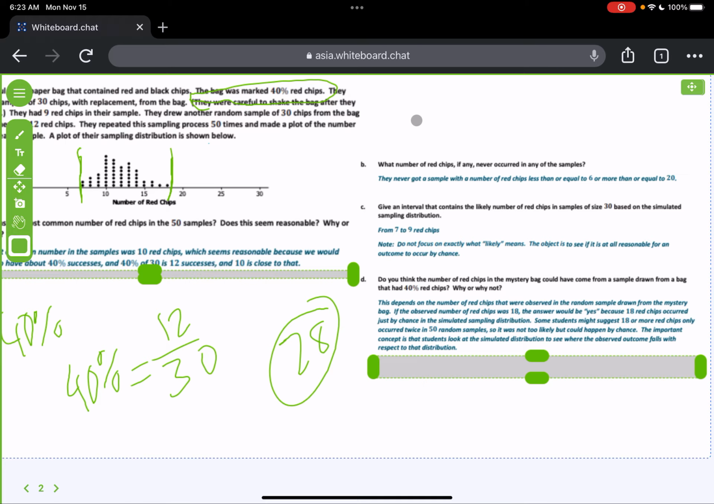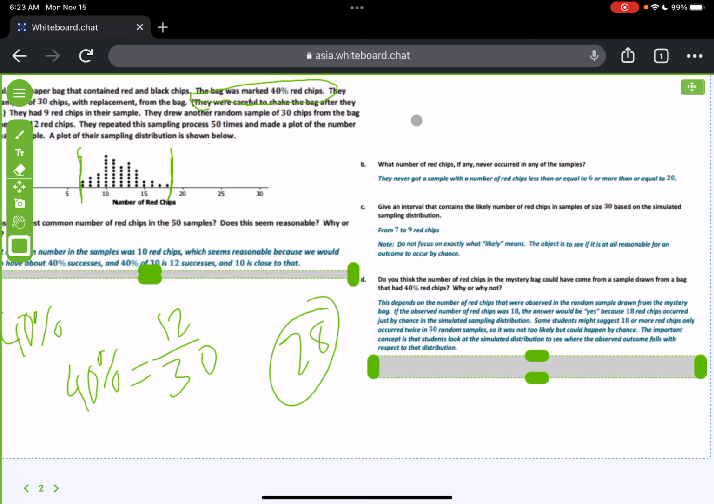Okay. This says this depends on the number of red chips that were observed in the random sample drawn from the mystery bag. If the observed number of red chips was 18, the answer would be yes, because 18 red chips occurred just by chance in the simulated sampling distribution. Some students might suggest that 18 or more red chips only occurred twice in 50 random samples. So, it was not too likely, but could happen by chance.